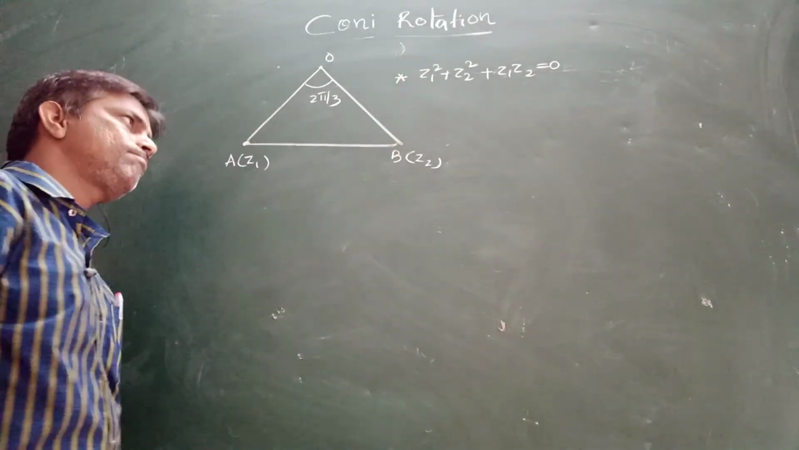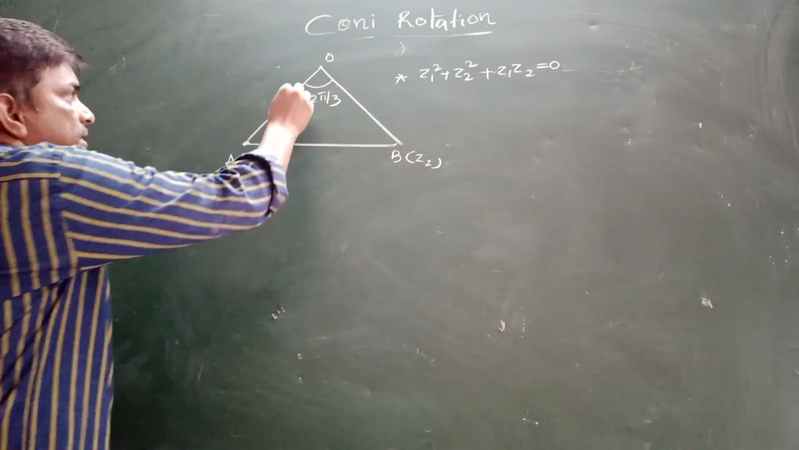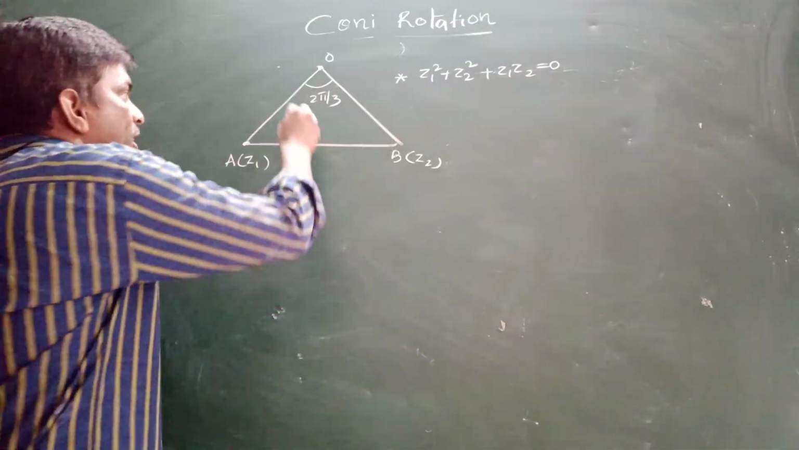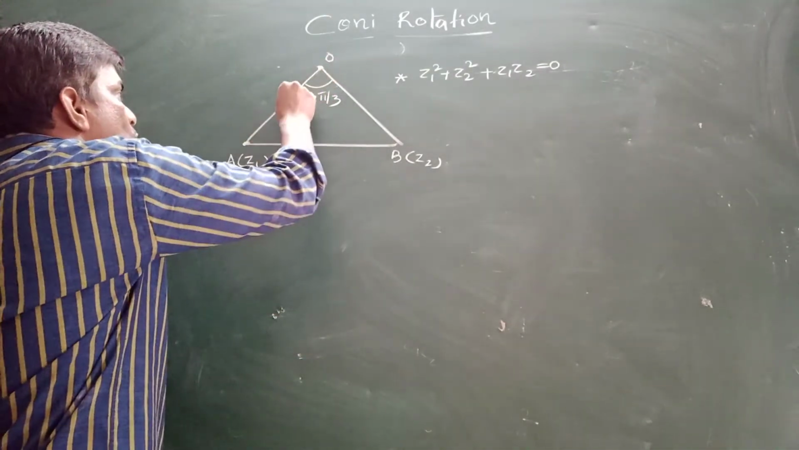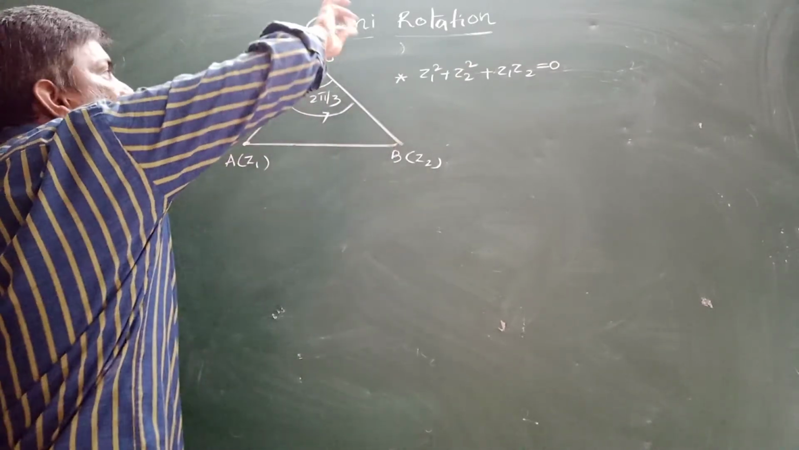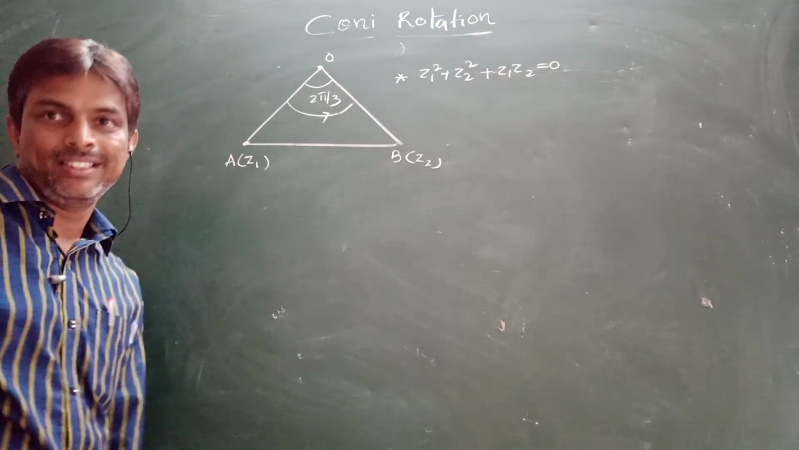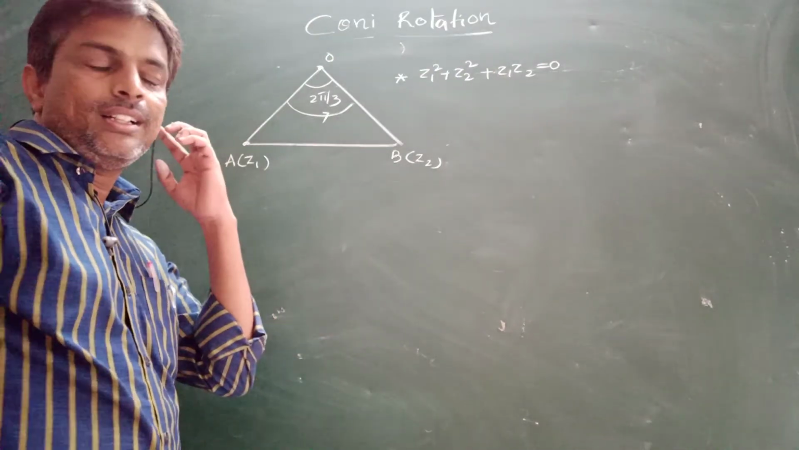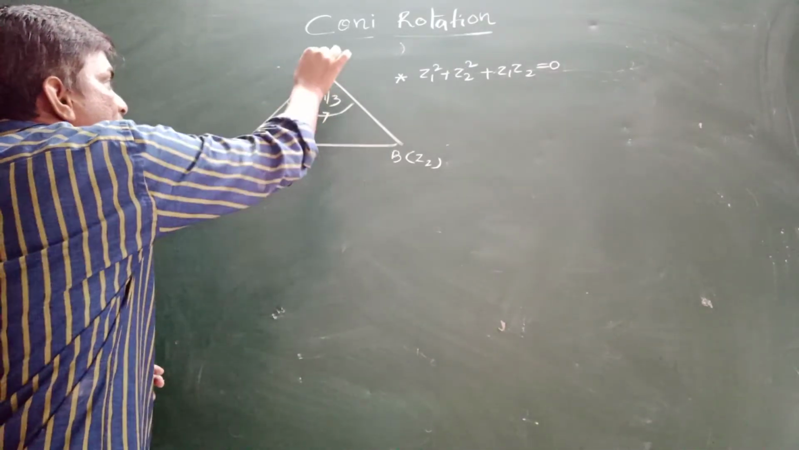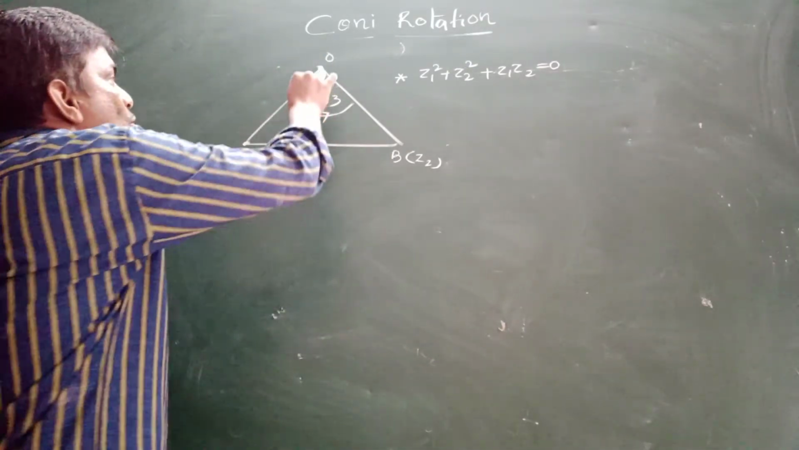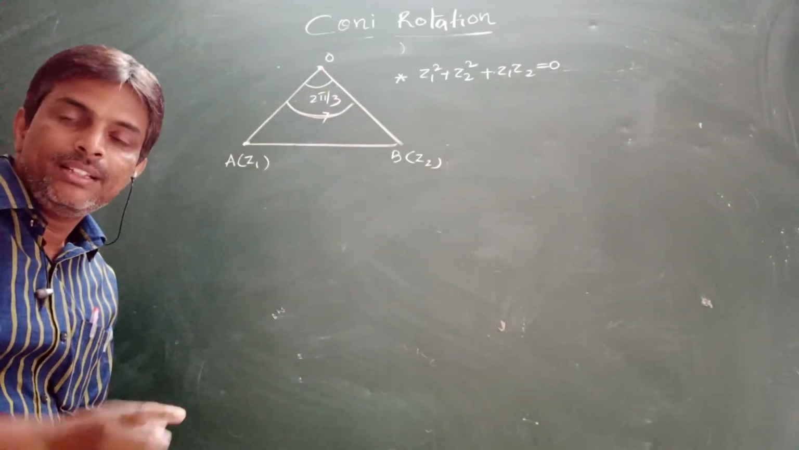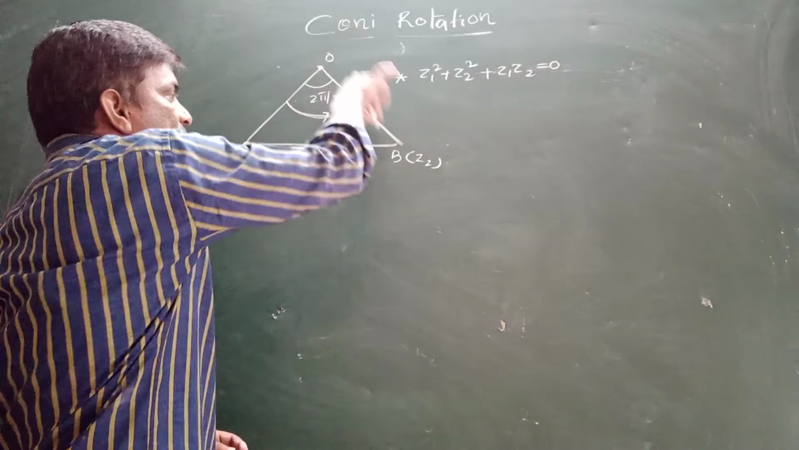Now see again here. If you consider O as a pivotal point, OA is rotated about O with an angle 2 pi by 3 in the anti-clockwise direction to reach OB. Again it is an application of Coni rotation. As per Coni rotation, with O as the pivotal point, OA is rotated about O with an angle 2 pi by 3 in the anti-clockwise direction to get OB.